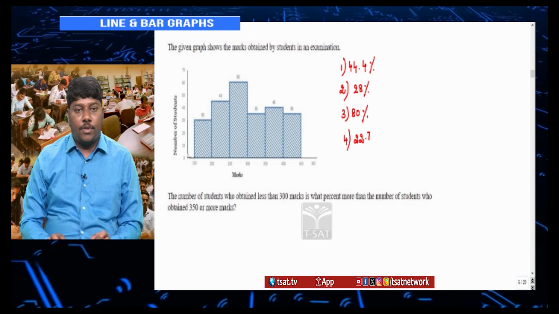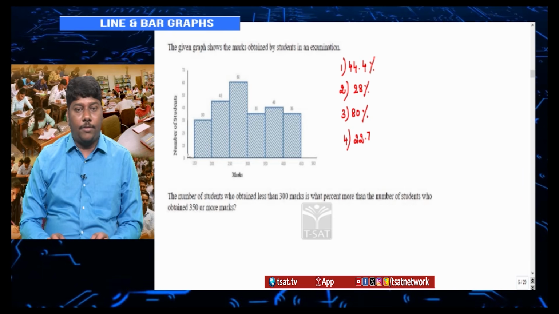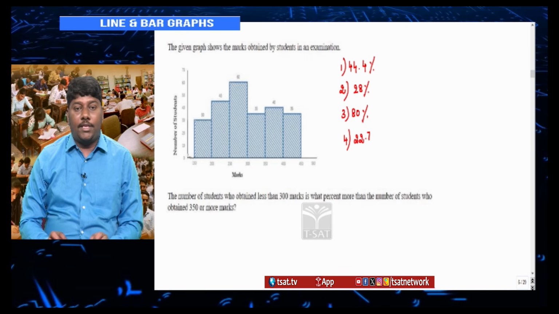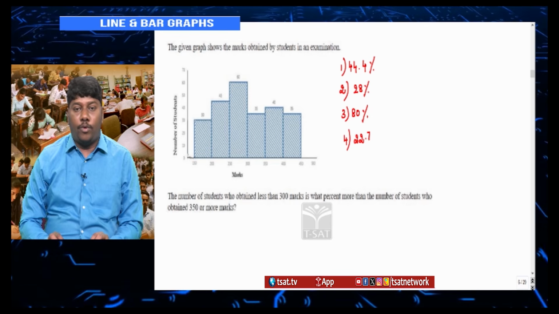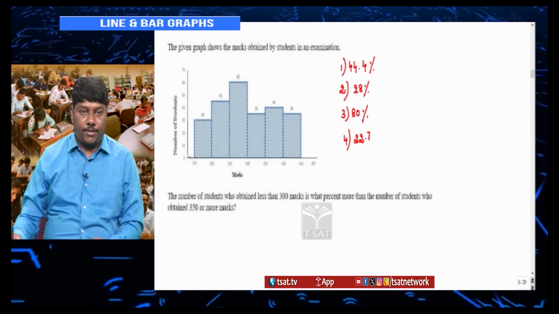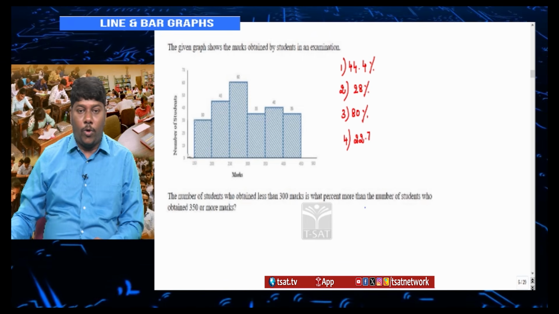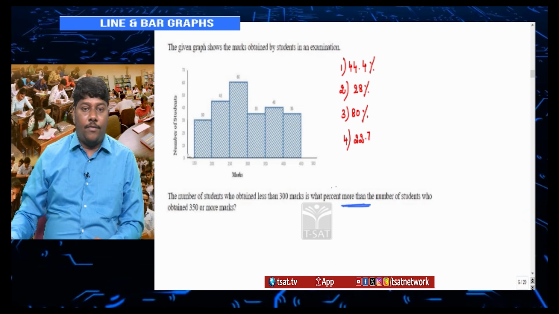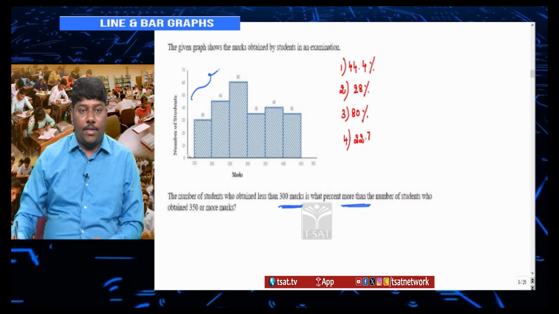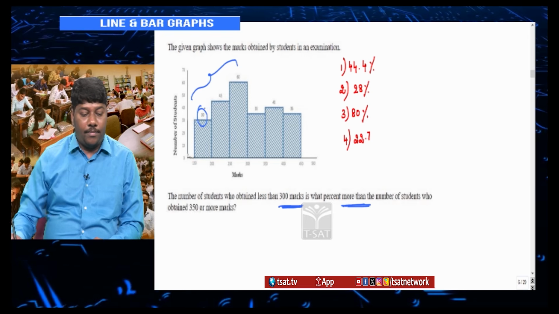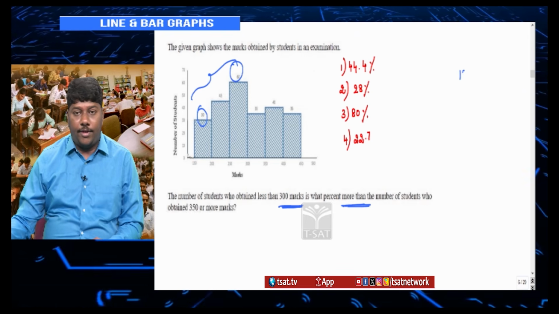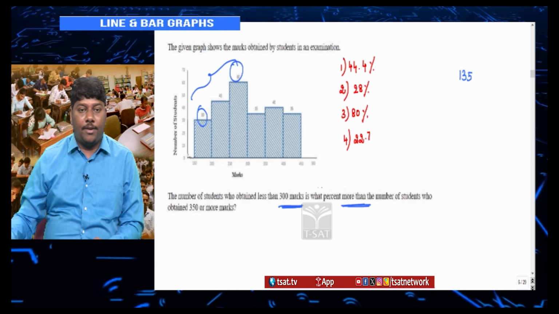Now, look at this question. Similar type, but different values are given here. The number of students who obtained less than 300 marks is what percent more than the number of students who obtained 350 or more marks? He is asking you more, which means percentage increase. First, how many of the members are getting less than 300 marks? Less than 300 is 30 plus 60, 90 plus 45, 135. So, 135 is less than 300. It is what percent more, right?